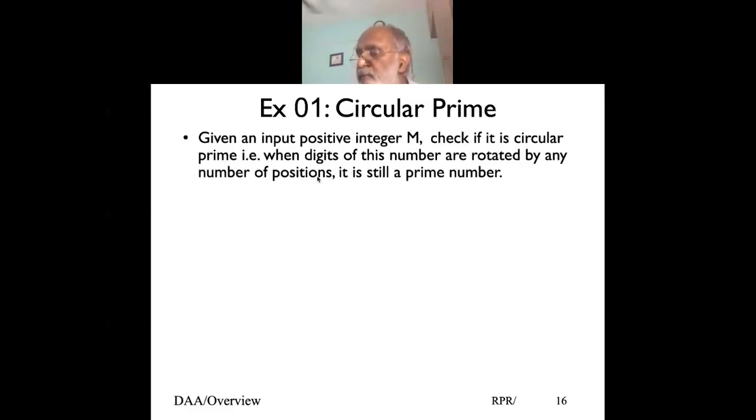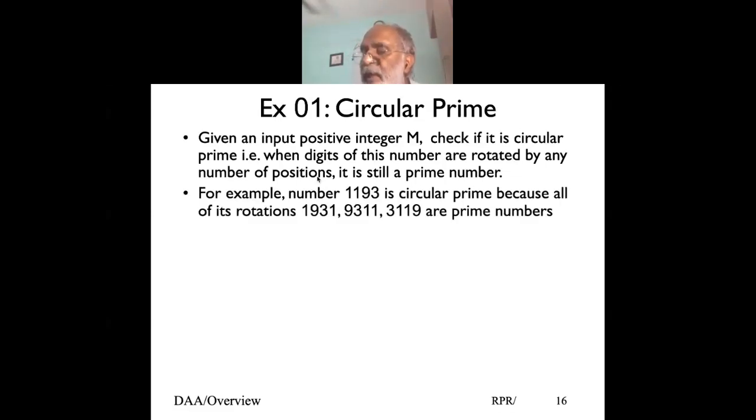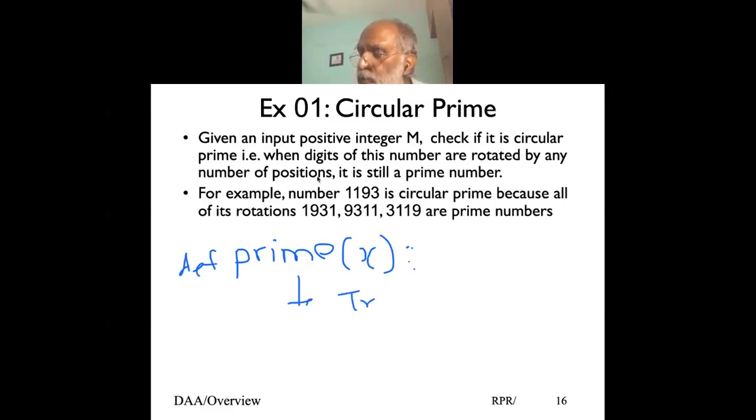So now I come to exercises. We defined what a prime number is. So what I expect is, given an integer m, can you find out if it is a circular prime? What you need to do is write a function called prime. So write a function prime, you pass a parameter x, def, and it returns true or false, depending on whether x is a prime number or not. If x is a prime number, it returns true. If x is not a prime number, it returns false.